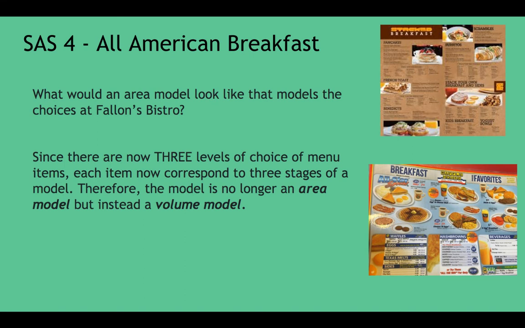You have 3 different areas, 3 different types. You can't do that 2-dimensionally. You have to do it 3-dimensionally because there are 3 different types of items. You've got eggs, you've got meat, and you've got bread.